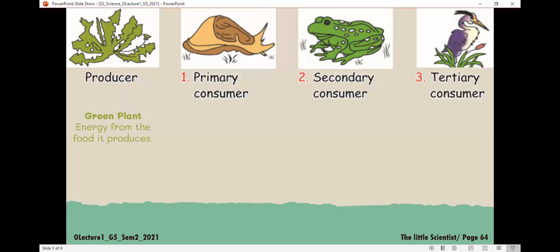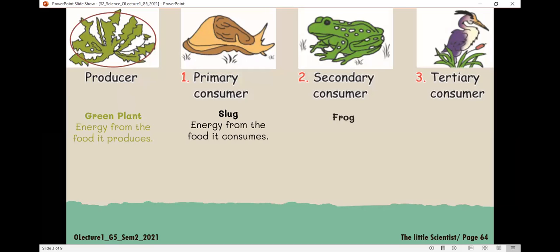The green plant gets its energy from the food it makes. It makes its own food and its own energy. What about the slug? The slug gets its energy from the food it eats. What does a slug eat? The green plant. So where does it get the energy it needs? From the producer. Bravo.